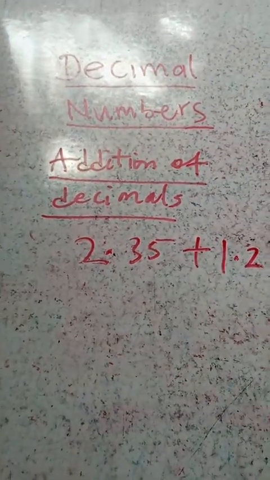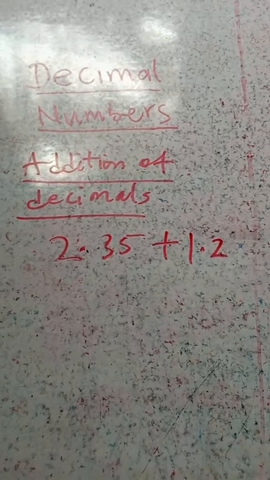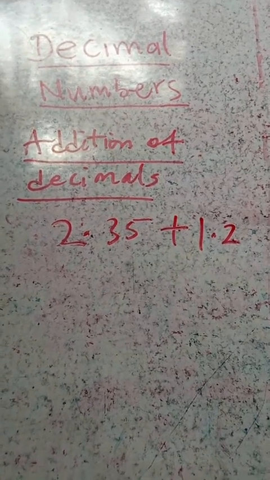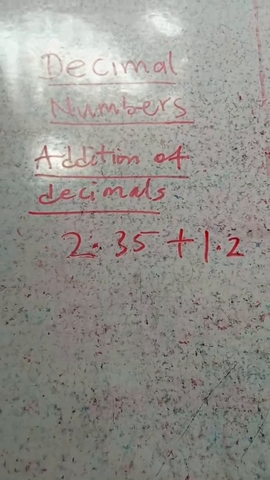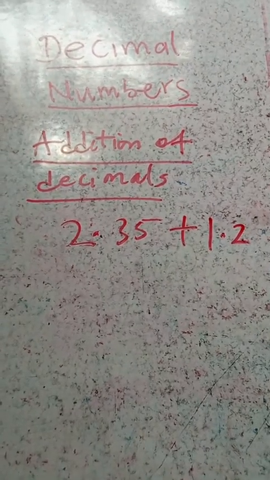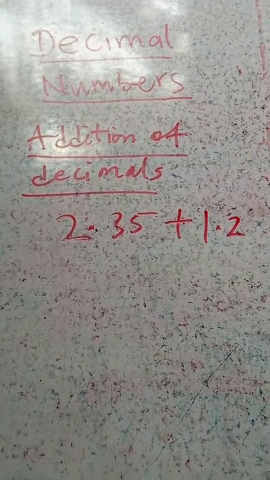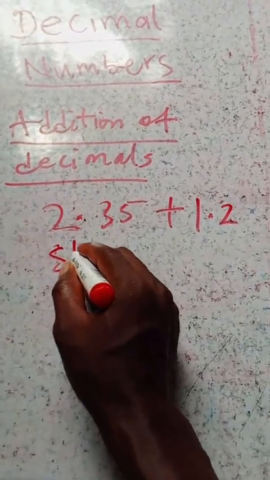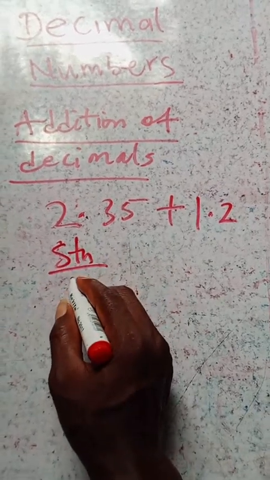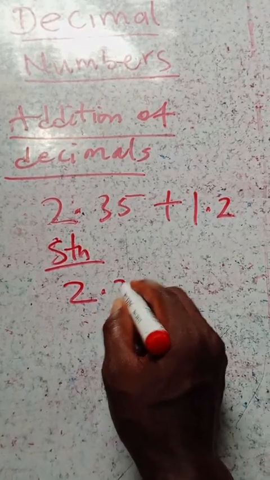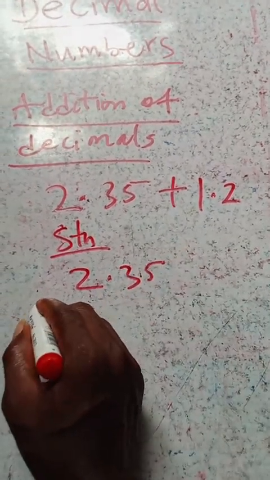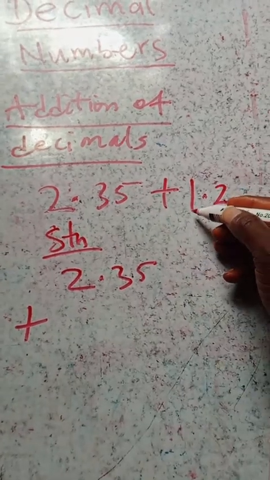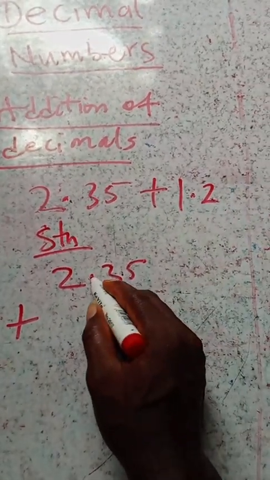Now, in addition of decimals, what we do is this: we ensure that the decimal points are corresponding. That is when you can have a good, correct answer. So for instance, if you have, solution, 2.35 plus what? Look at it. You ensure that the decimal point is corresponding with this other decimal point.